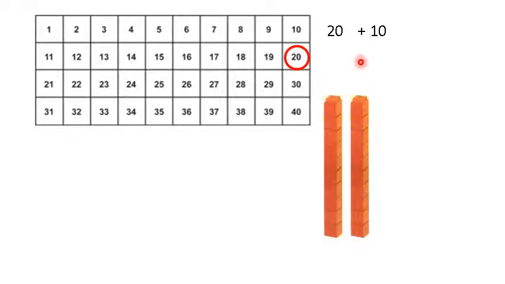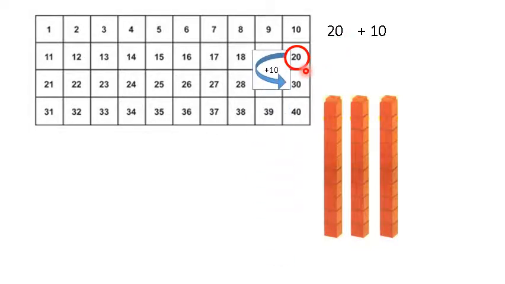And if I go plus 10, I add 1 more red rod. So we have 3 red rods. Of course, we have 0 blue blocks. On the number grid, 20 plus 10 equals 30. So the answer is 30. 20 plus 10 equals 30. In fact, 10, 20 plus 10, 30.